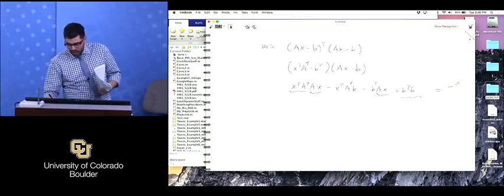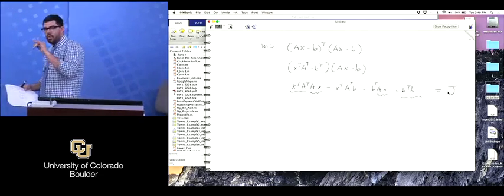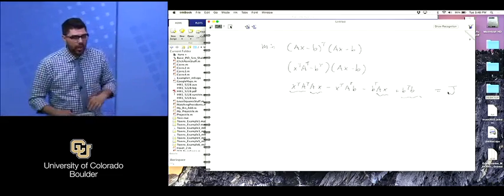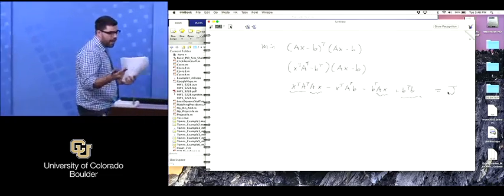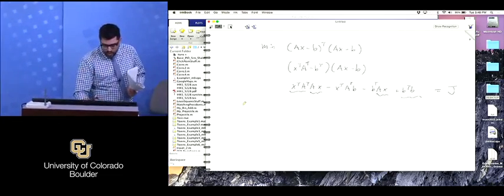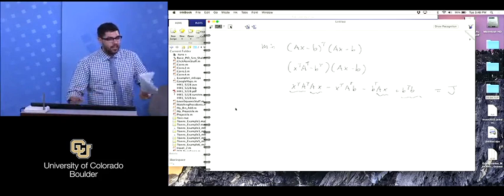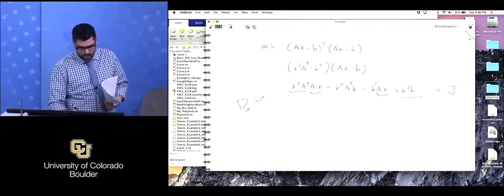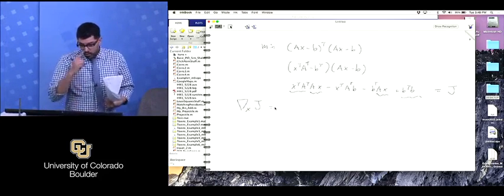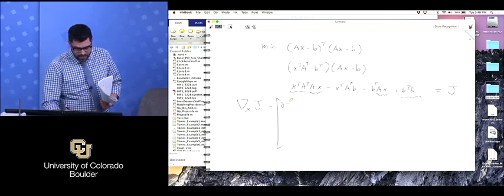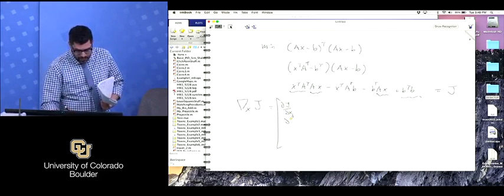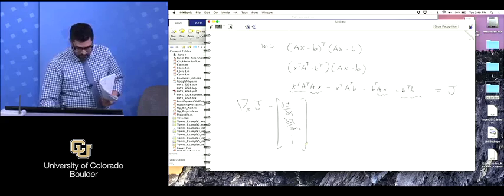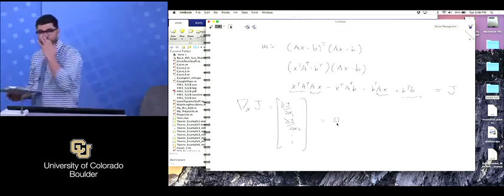Okay. So now what do we want to do? Well, again, this is J, the cost function. What we want to do is take the derivative with respect to X. Of course, this is linear algebra, so we're going to take the gradient, which is the same thing. So the gradient with respect to X of J is really just equal to del J del X1, del J del X2, dot, dot, dot, and set this equal to 0. Okay?